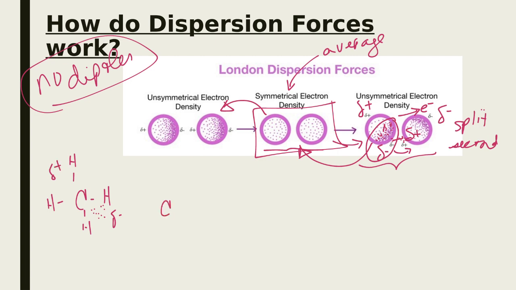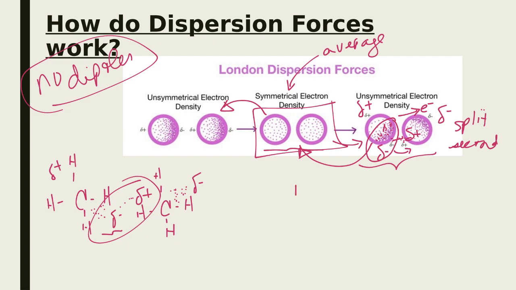Then when a neighboring molecule of methane is coming nearby, it can sense this region of negative charge over here, and it's going to repel its electrons and force them to go to the opposite side of the molecule due to repulsion. This side will become positive, and then you get this attraction happening right here between molecules. This is what we call a dispersion force.